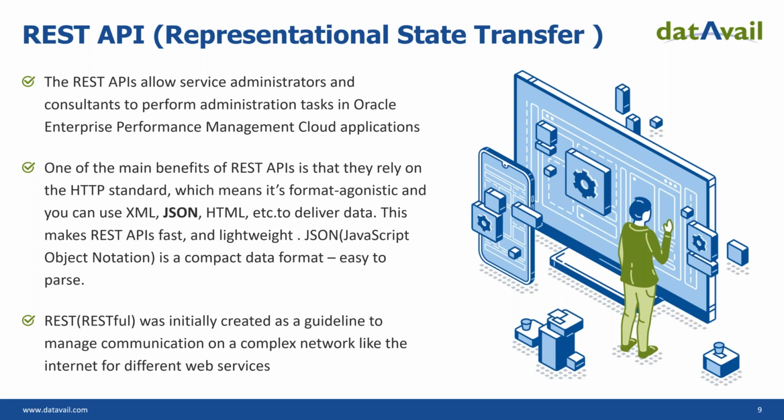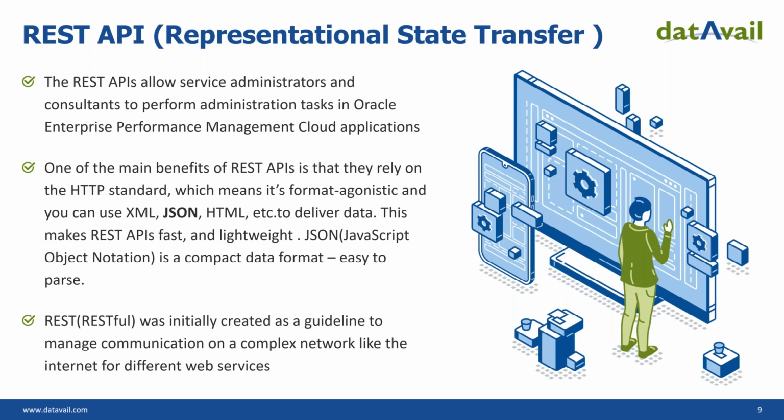In the REST API, just a little background here, it stands for Representational State Transfer API. And the REST APIs allow a lot of the administrative tasks that you can perform within the EPM space, right? But it's pretty generic. It's not specific to just Oracle Hyperion tool sets. So one of the main benefits is that it relies on the HTTP standard, so that it's not dependent on a certain format. And you can use XML, JSON, HTML, etc., different formats to deliver data or exchange data, right? But I will be focusing on the JSON format in this presentation, and that's what I usually use in my integrations. But you can use other formats like HTML and XML as well.